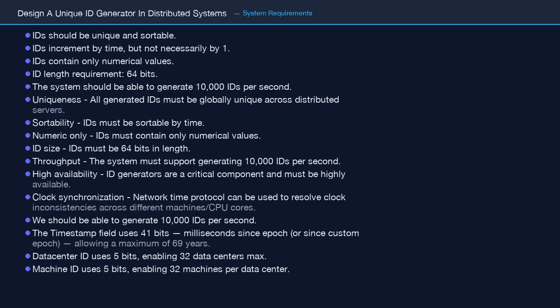The datacenter ID field uses 5 bits, which supports up to 32 distinct data centers. The machine ID field also uses 5 bits, supporting up to 32 machines per data center. Together, the data center and machine IDs ensure that two different machines generating an ID at the exact same millisecond will still produce unique values.